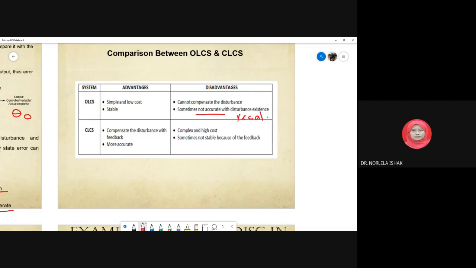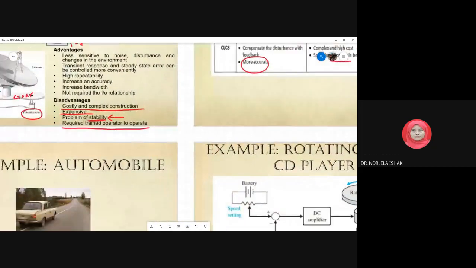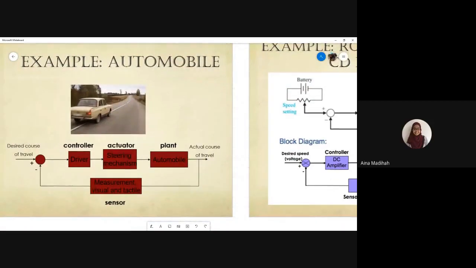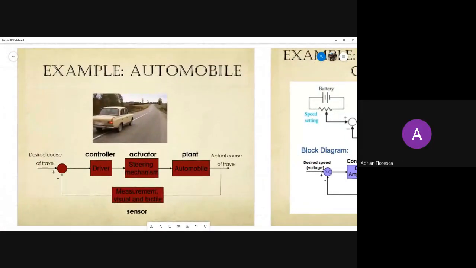Okay, when you see here for the closed loop, the advantage is that it can compensate for the disturbance because it has the feedback element. When it has the feedback element, the result or the output is more accurate. But the disadvantage is that it is costly, and then the problem is stability. The system is not stable because of the feedback element. Okay, class, you still can follow? Yes, madam. Very good.